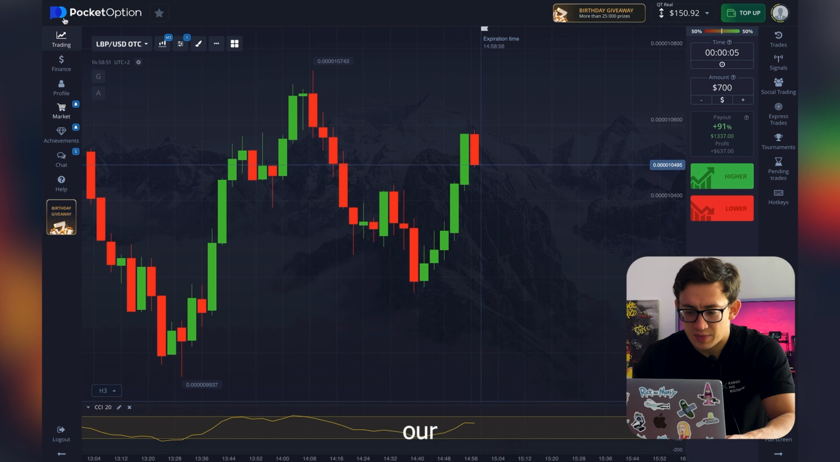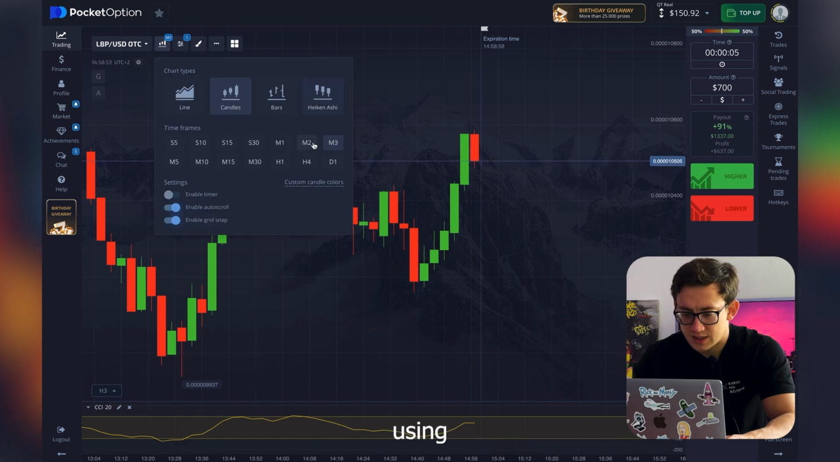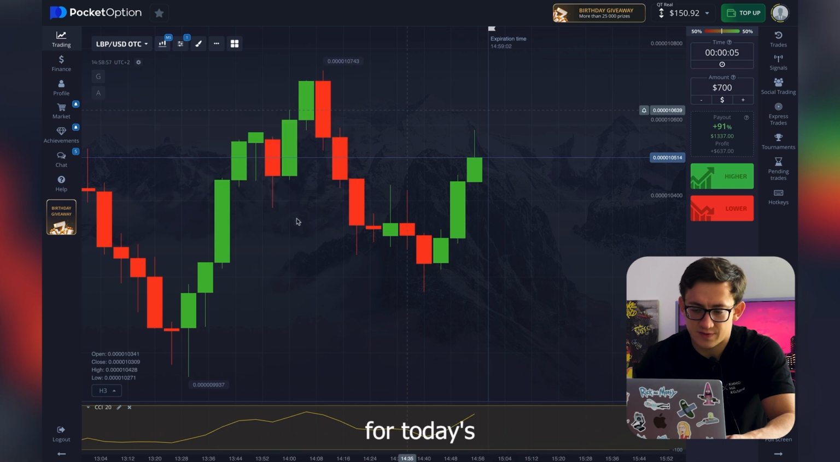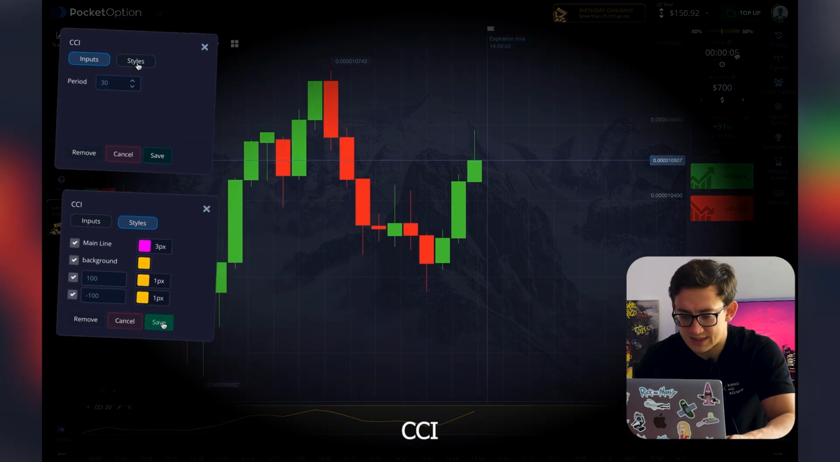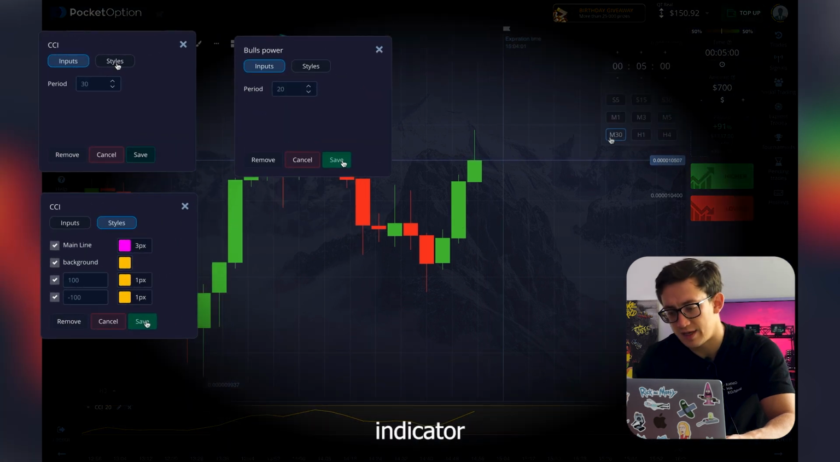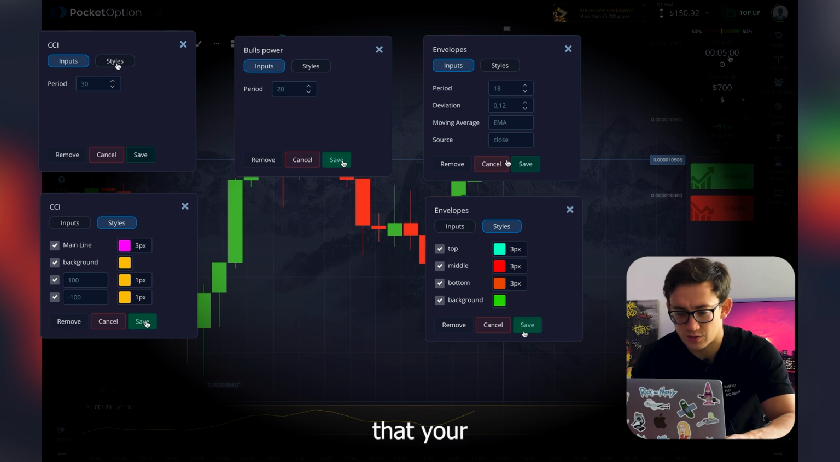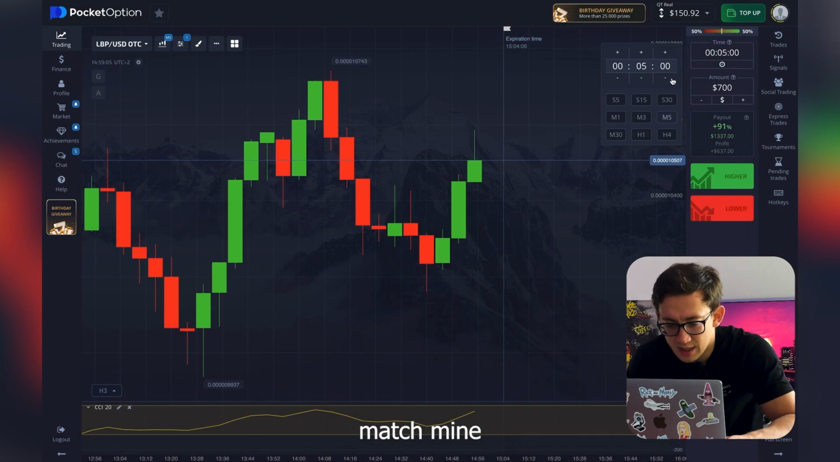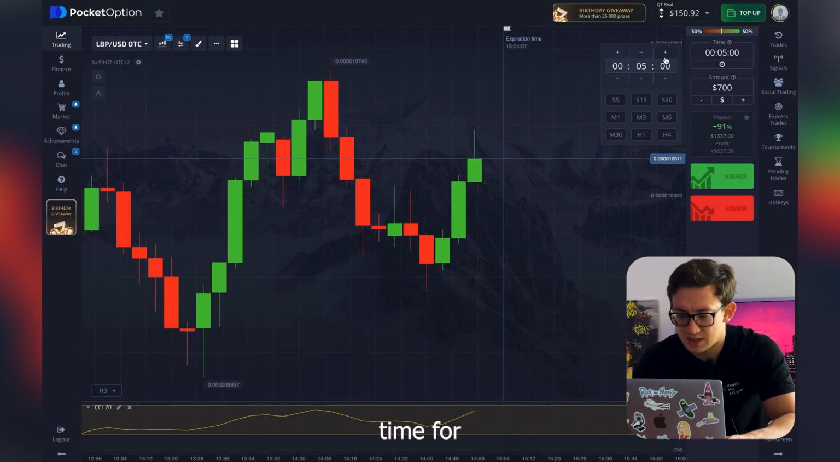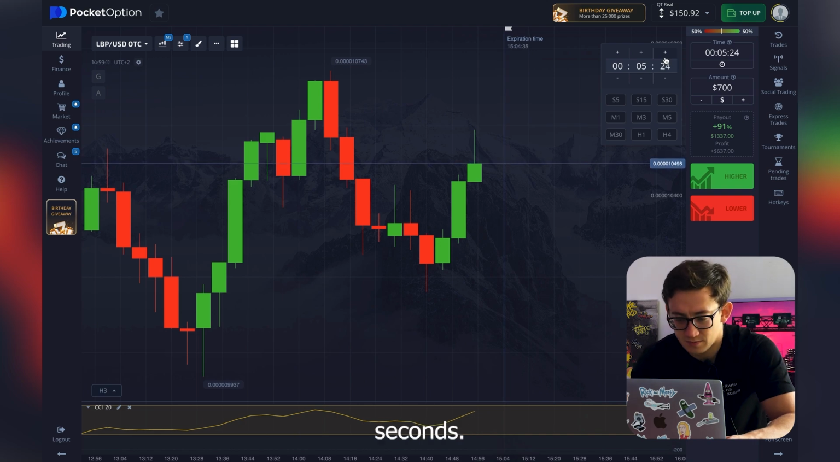First, let's set up our parameters. We'll be using a time frame of 5 minutes, and the indicators for today's strategy will be CCI indicator, Bull's power indicator, and envelopes indicator. Ensure that your settings match mine precisely. The expiration time for this strategy will be 5 minutes and 30 seconds.